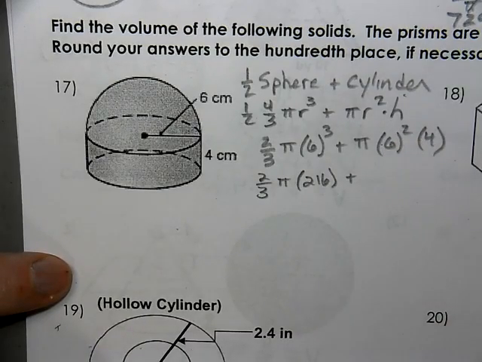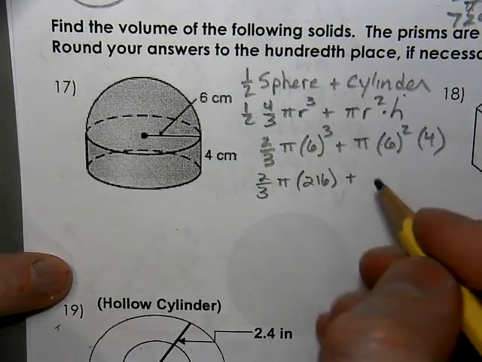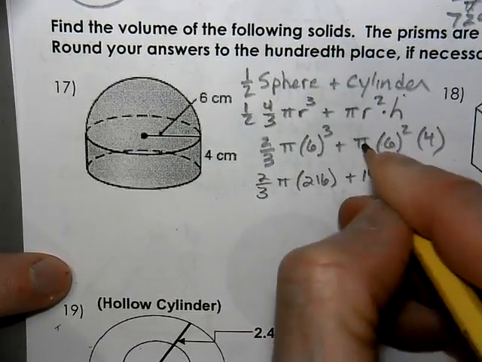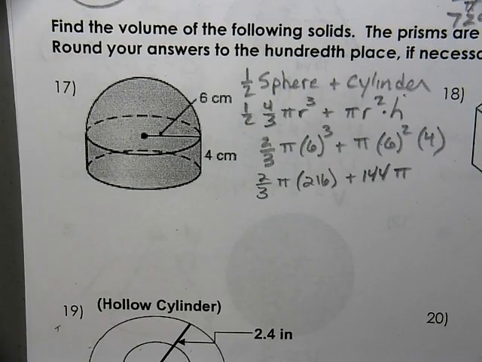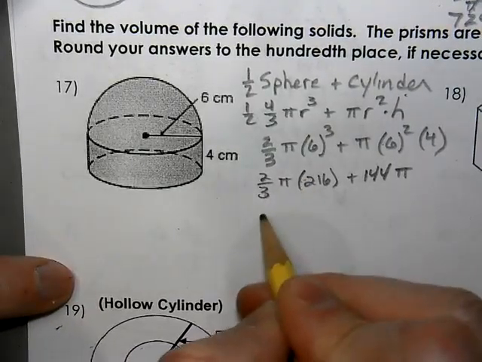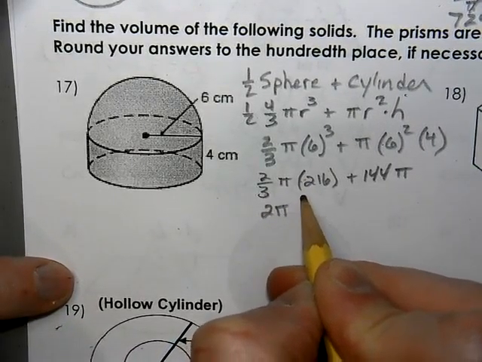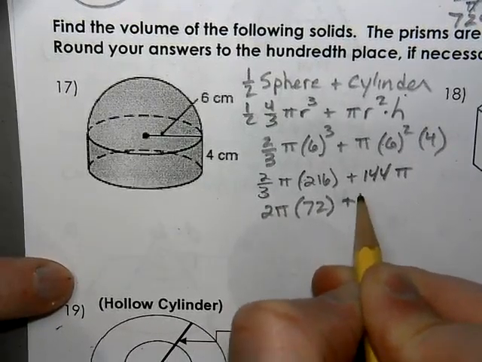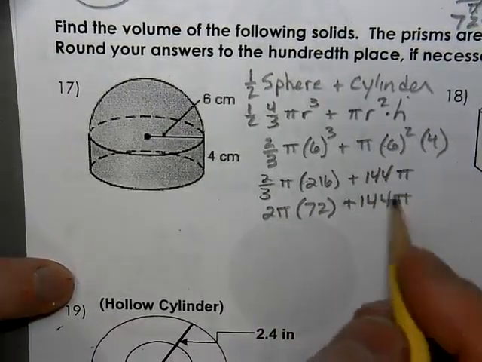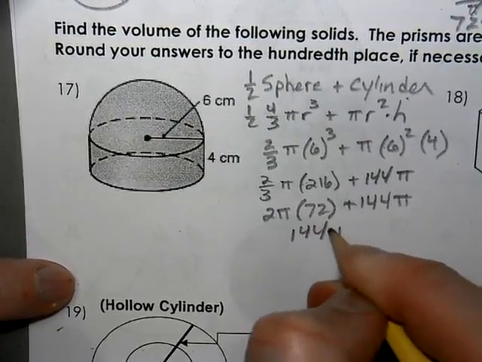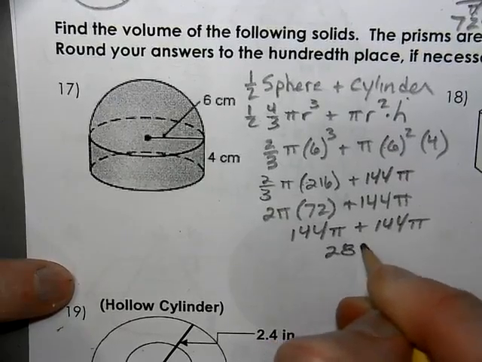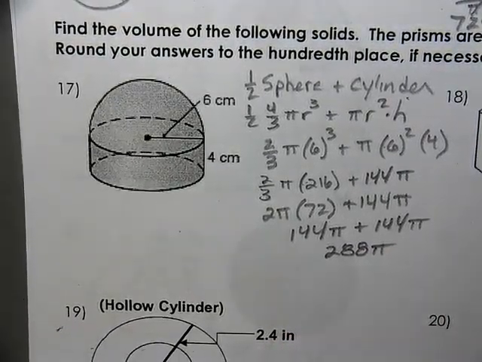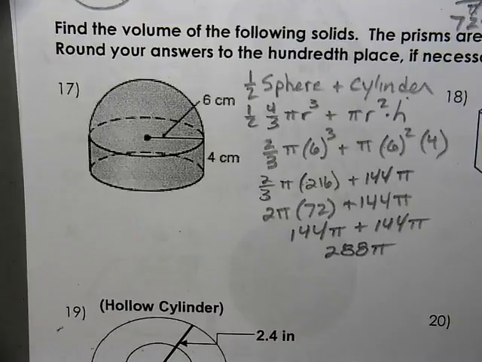Here we have 36 times 4, which is 144, with the pi symbol. 216 divided by 3 gives us 72. Times 2 is 144. So that leaves us with 288 pi. That would be the exact answer. That would be excellent.